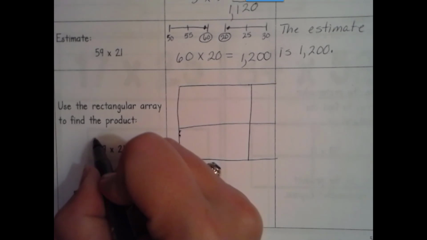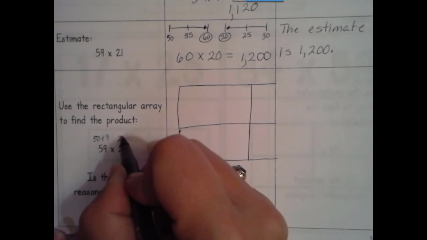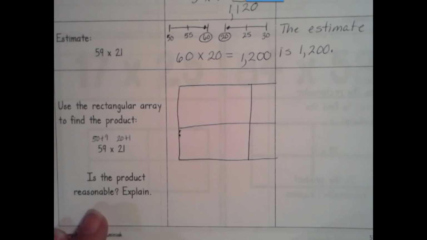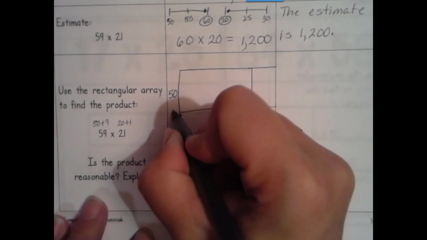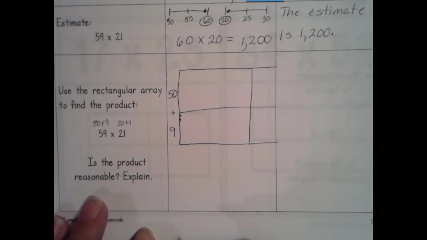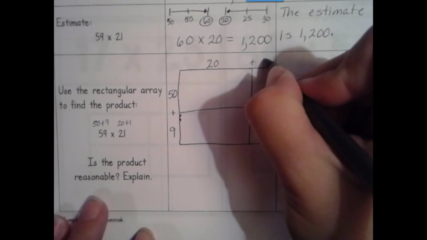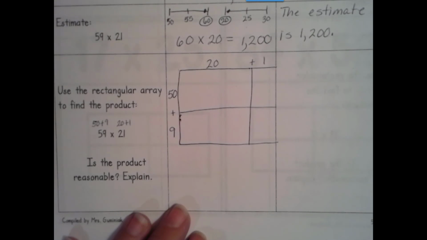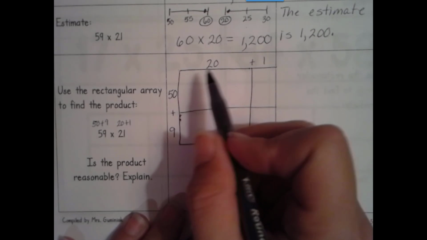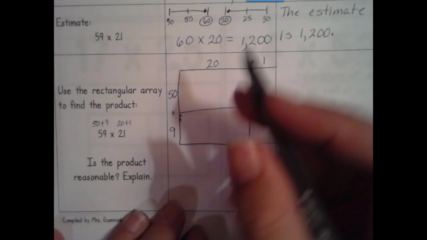Okay, so now we need to break this apart into expanded form. 50 plus 9, 20 plus 1. So 50 plus 9, 20 plus 1. So 50 times 20, well, the 10 times the 20 will make it 200.